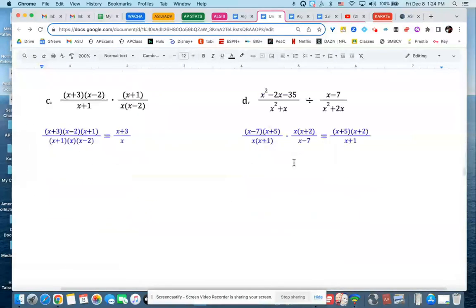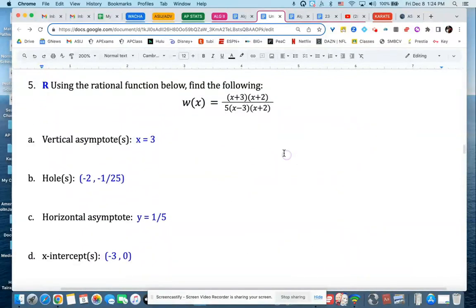All right, we're getting down there. There's still a lot to go here, but number 5 is the same type of problem, right? So you're doing the exact same thing. Just look for, you can see the pieces match up. This is what makes the bottom 0. This cancellation is what's going to give you your hole. The horizontal asymptote is coming from the leading coefficients, 1 over 5.